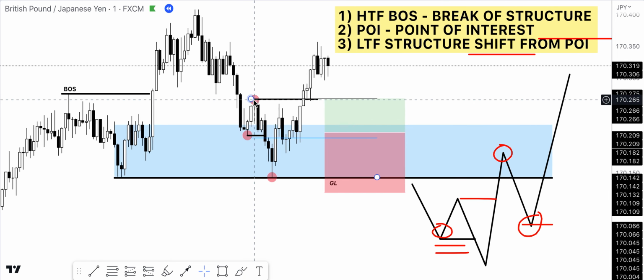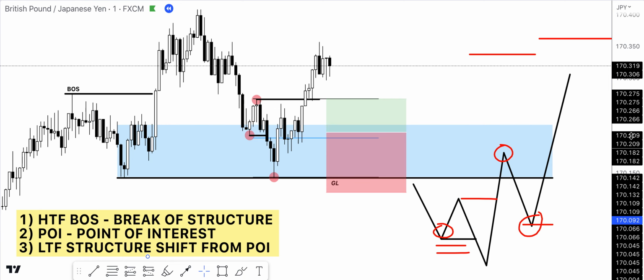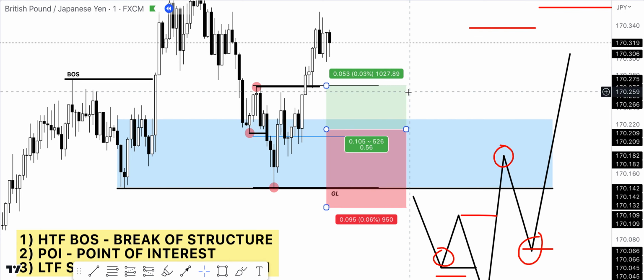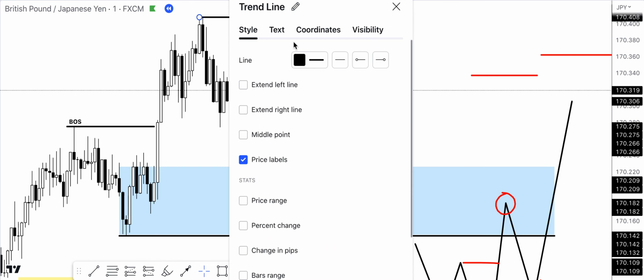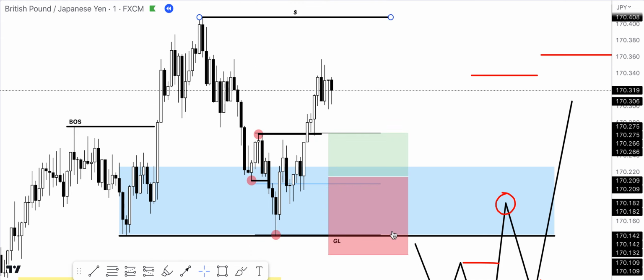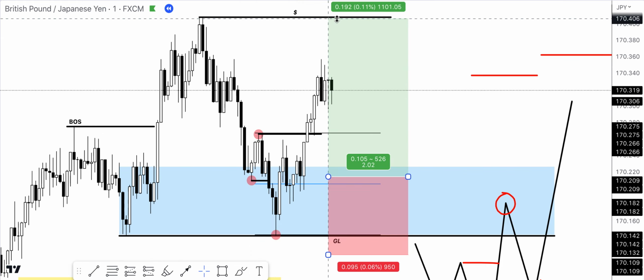Target. Okay, let's look at targets. I'm just going to move this around a little bit to show you guys a clearer picture here. So target is going to be equal highs as a first TP. This is going to be our equal high. Okay, we're going to reach for our equal high first off, and then we're going to look for further continuation to the upside.